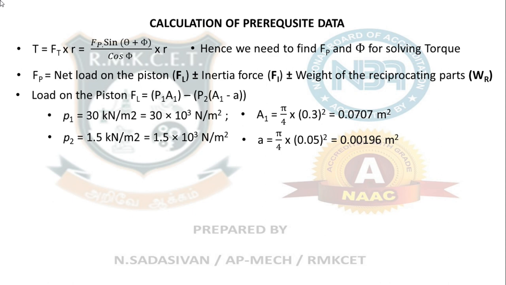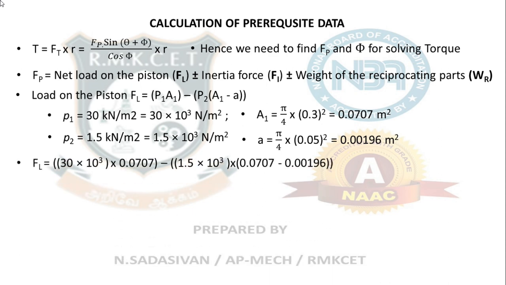Now put all the numbers into the above formula, FL equal to, so if you look in the above formula, I am going to put this P1 30 into 10 power 3 into A1 is 0.0707, and P2 1.5 into 10 power 3 into A2, A1 minus A, so therefore 0.0707 minus small a. So now try and calculate the answer. After calculating, you check whether you are getting 2121 minus 103, which is 2018 Newton, the load on the piston. Okay, so you have calculated the first component of your piston effort formula.